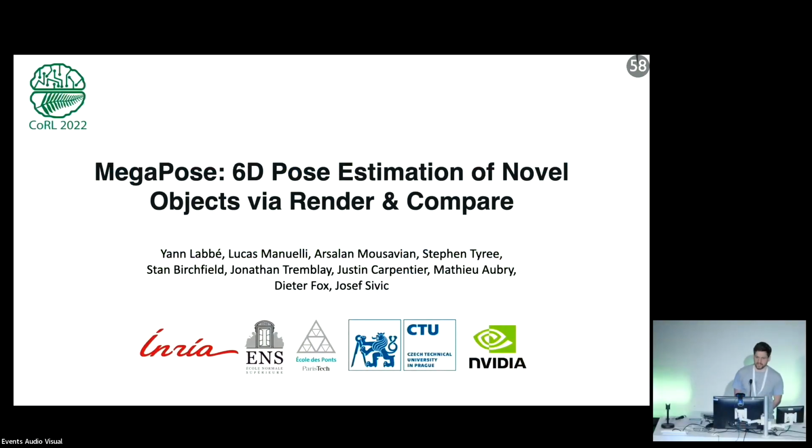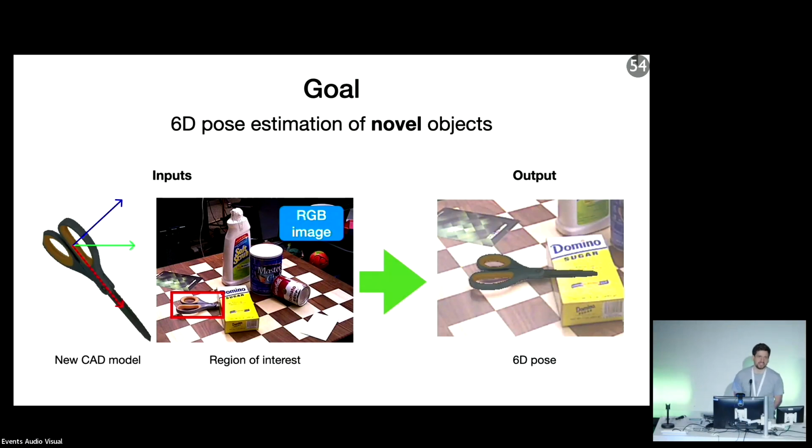Hi, my name is Yann Labbé, and this is our work on MegaPose. We address the problem of 6D pose estimation of novel objects, given as input the CAD model of an object that has not been seen during training and a region of interest in an RGB image. The goal is to estimate the 6D pose of the object.